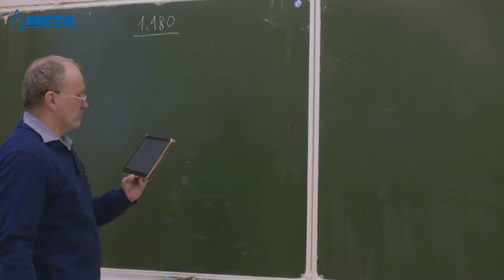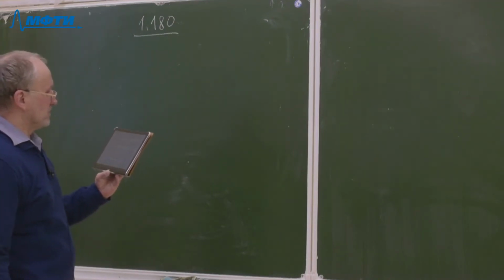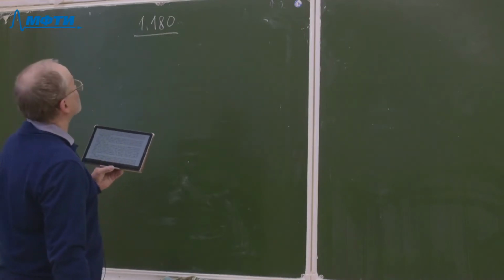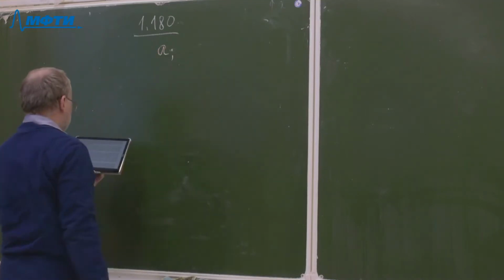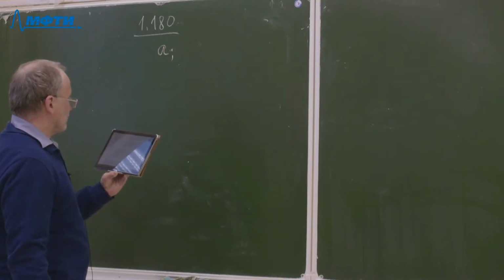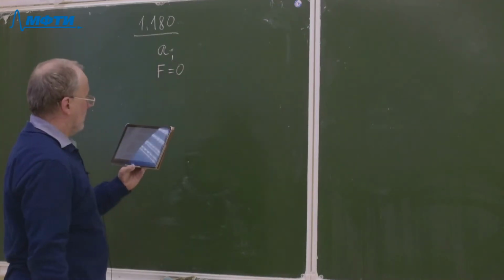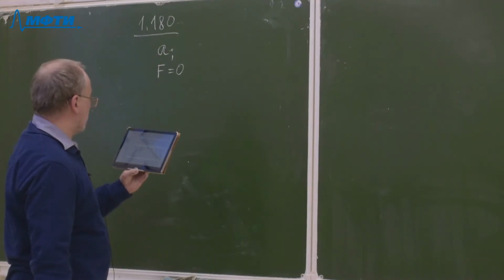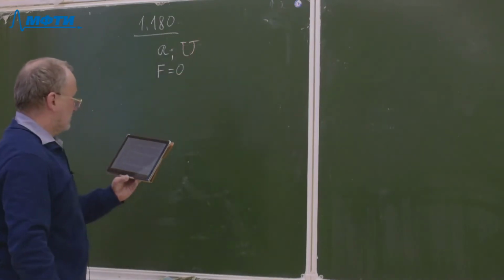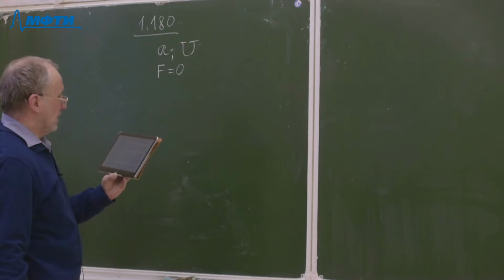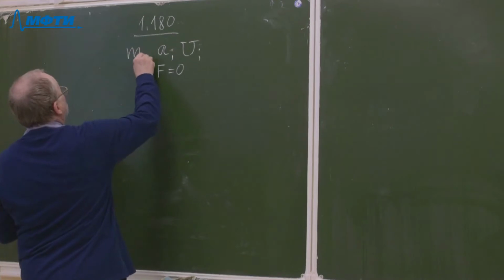Find the law according to which the mass of the rocket varies with time when the rocket moves with a constant acceleration. So acceleration is given. I will denote acceleration by A. The external forces are absent, so external forces are zero, and the gas escapes with a constant velocity u, which is also given, constant velocity of gas relative to the rocket. And its mass at the initial moment equals m0. The initial mass of the rocket is given.